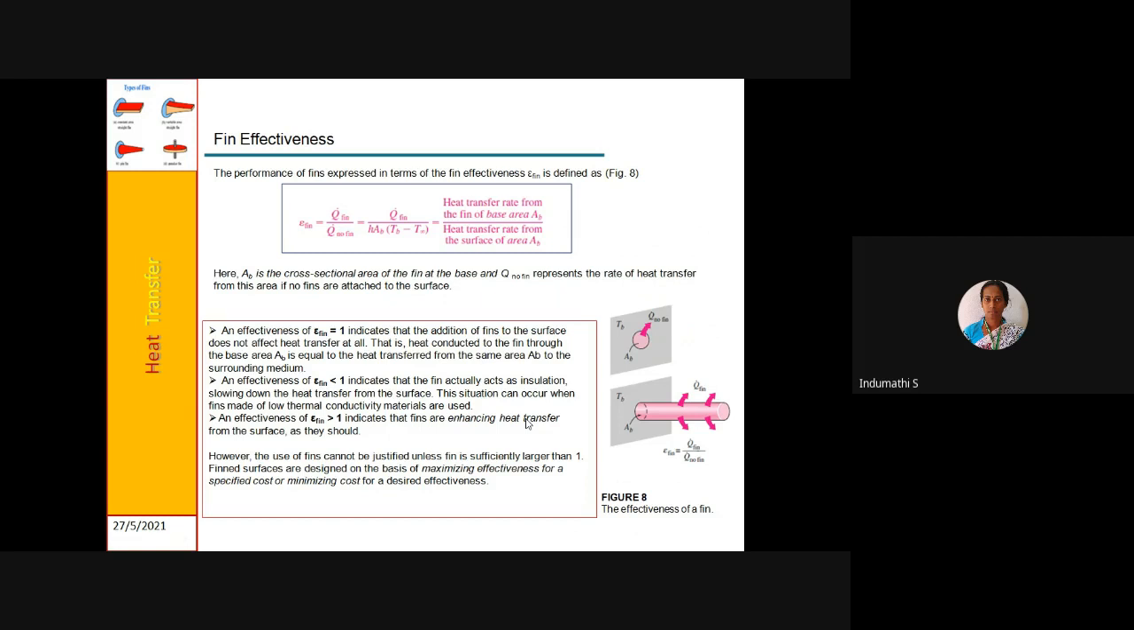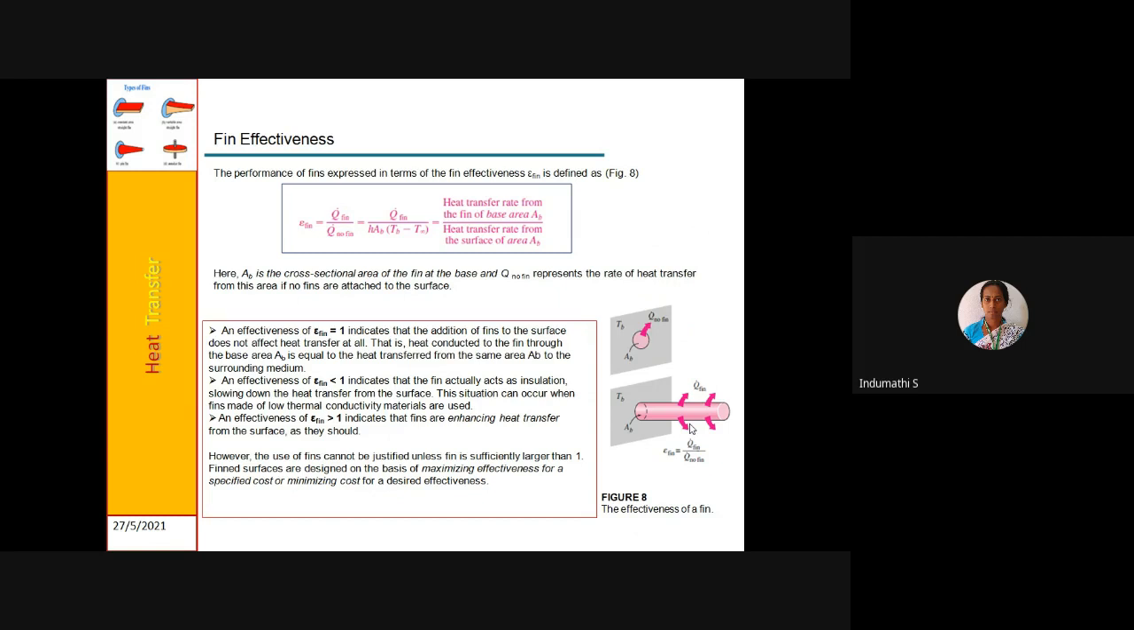Then fin effectiveness. The performance of fins can be expressed in terms of fin effectiveness. Fin effectiveness is the ratio of the heat transfer rate from the fin of base area Ab to the heat transfer rate from the surface of area Ab. You can see this in figure 8: this is the surface without fin and this is the surface with fin. By providing the fin to the surface, what is the performance, how much have we improved? That comparison with the without-fin case is expressed as fin effectiveness.